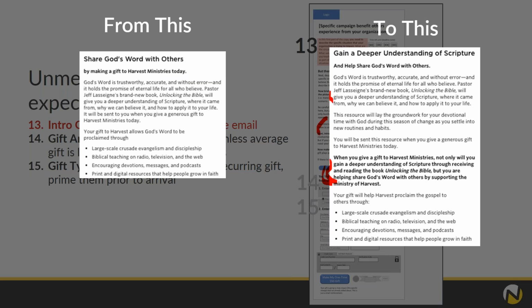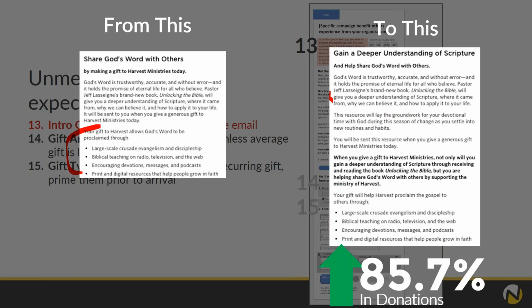If you really stare at it, you'll see that this part and this part are the same. But what they did is they said, from the email, they're really focused on this resource, so let's talk a little bit more about the resource. Let's just spend more attention on it, because that was what drew them in. The result was a significant increase in donations.